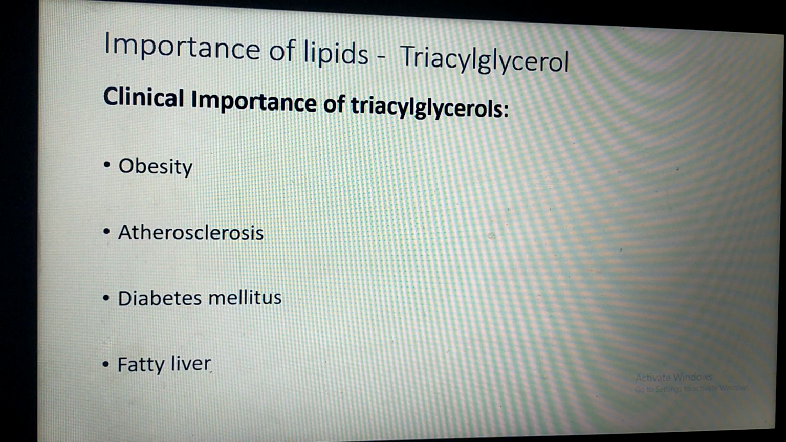Deposition of cholesterol in various arteries leads to atherosclerosis, which is seen in obesity. Also, when a person has obesity or his weight is increased due to deposition of triacylglycerol, such a person has more chances of diabetes mellitus. Excess deposition of triacylglycerol in the liver will damage the liver and is called fatty liver. So these are the diseases related to triacylglycerol.